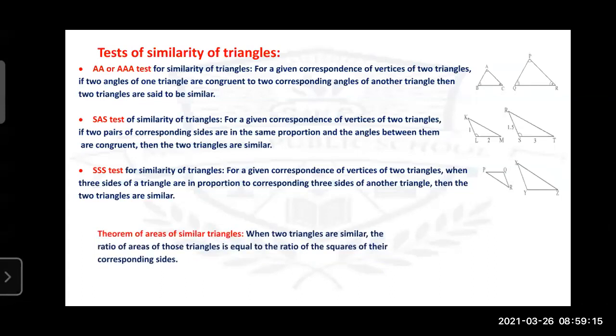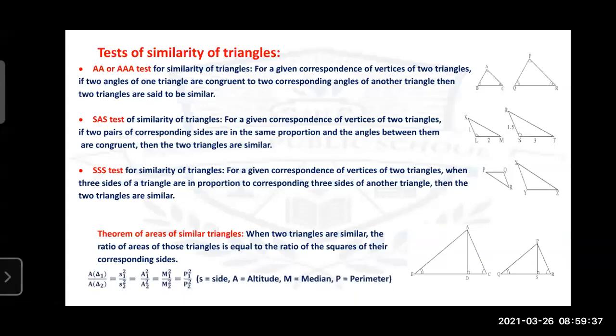Here we discuss the areas of two similar triangles, the tests of similarity, and the third topic, the theorem of areas of similar triangles. When two triangles are similar, the ratio of the areas of the triangles is equal to the ratio of the squares of their corresponding sides. See, ABC is similar to PQR. So the ratio of the area of the first triangle to the second is equal to S1 square by S2 square. Here S1 and S2 indicate the sides of the triangles.